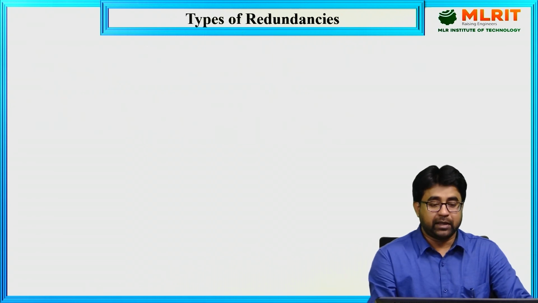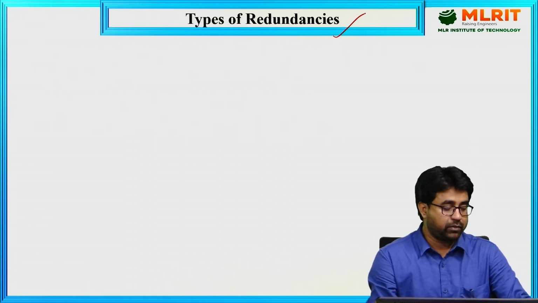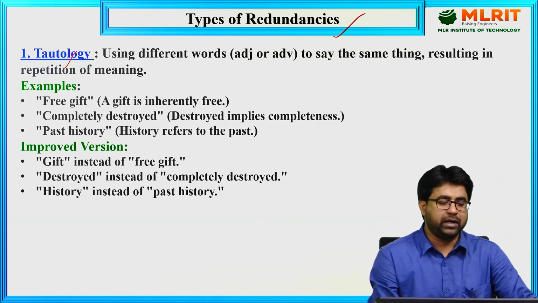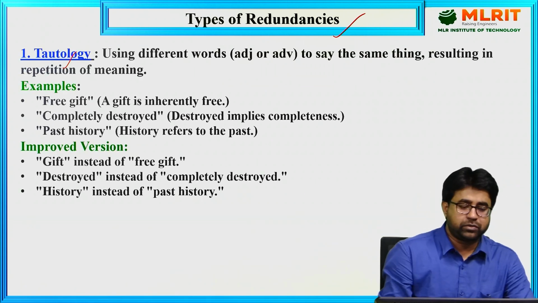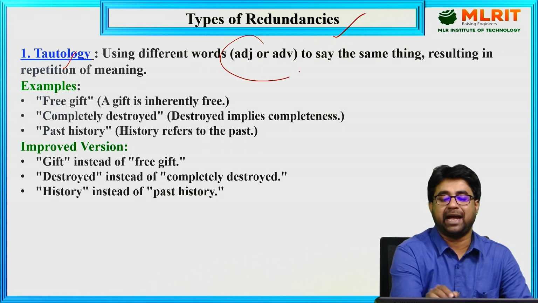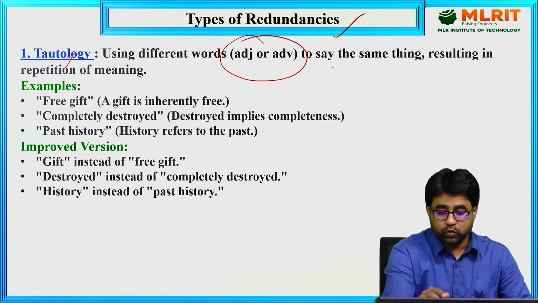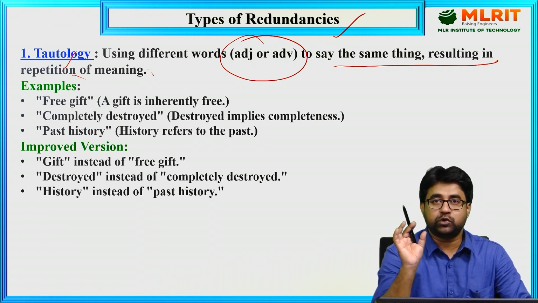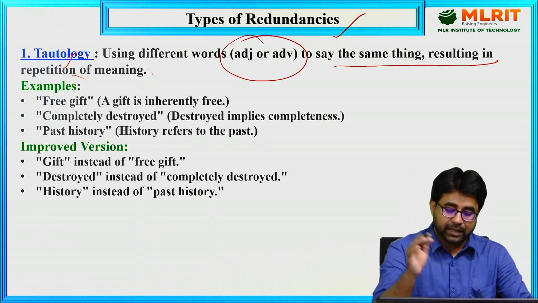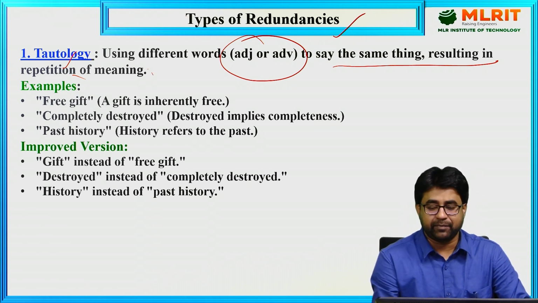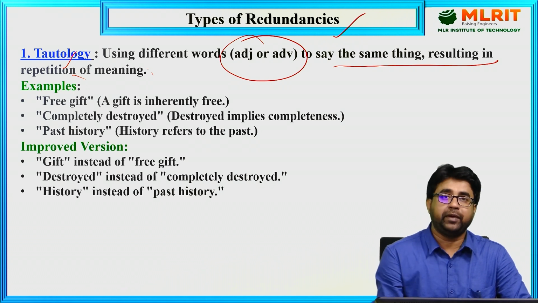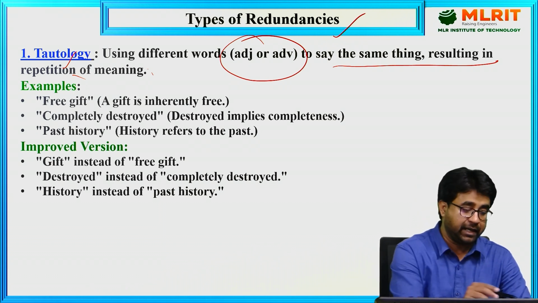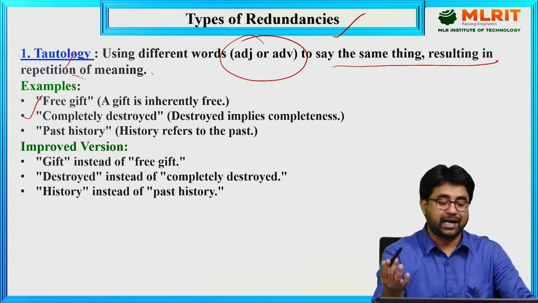Fine. Now let's see types of redundancies. What are the different types of redundancies? The first thing is called tautology. What is tautology? Using different words, it can be adjective or adverb, anything, to say the same thing, resulting in repetition of meaning. So basically we use two words, or sometimes more than two words, but a few words would be unnecessary. They would simply be repeating the same idea.